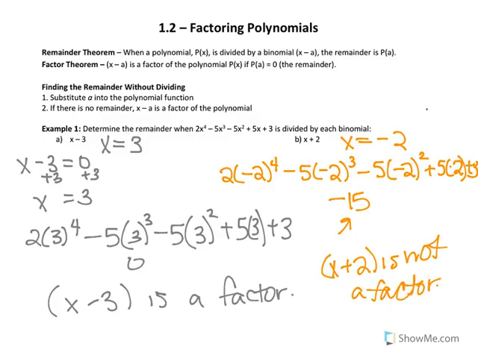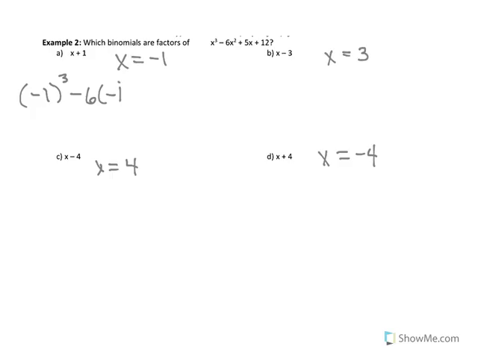Awesome. Okay, let's test some out. You can also do them in your head if you really want to. Save some time though. Okay, which binomials are factors of the following? So we're going to plug in a negative 1, a 3, a 4, and a negative 4. You don't have to show your work here, but you can. It's probably better to, just so I know what you're doing.